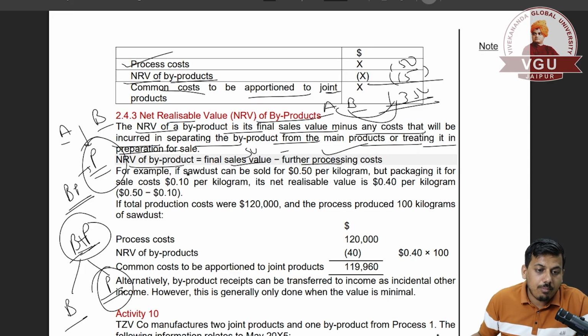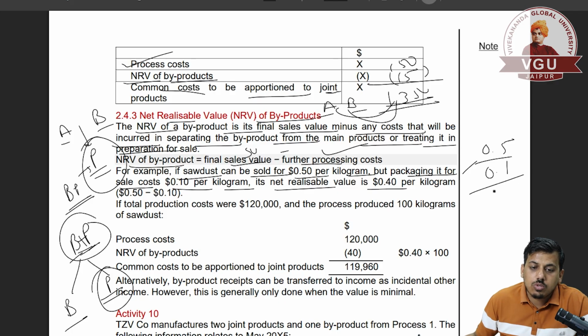For example, if sawdust can be sold for $0.50 per kilogram, but packaging it for sale costs $0.10 per kilogram, its net realizable value is $0.40 per kilogram. It is very simple: 0.50 is the sales value, the processing cost is 0.10, so 0.40 is the NRV. This is how it is simply calculated.